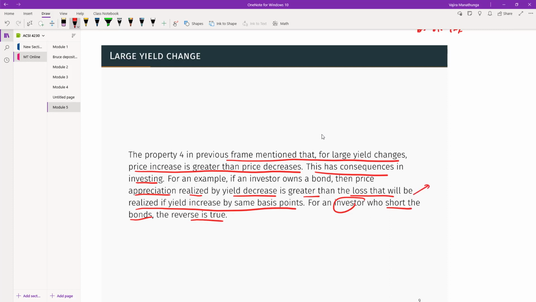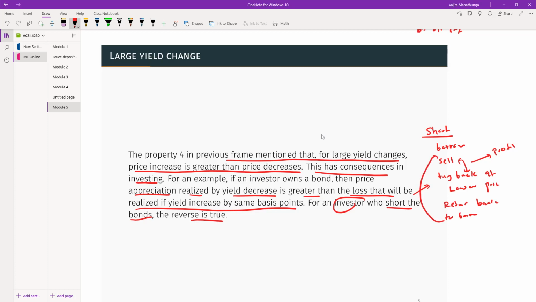Shorting means basically you borrow the bond and then you sell it in the market, then you hope to buy it back at a lower price and then deliver it. Okay, so the difference is your profit. And then when you buy back, you return the bond back to the lender.